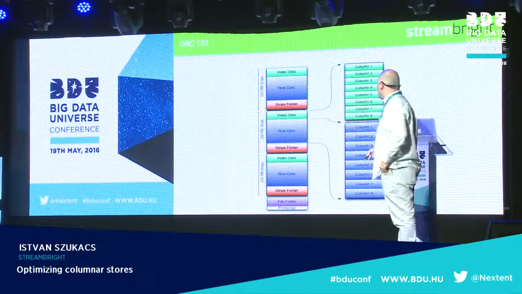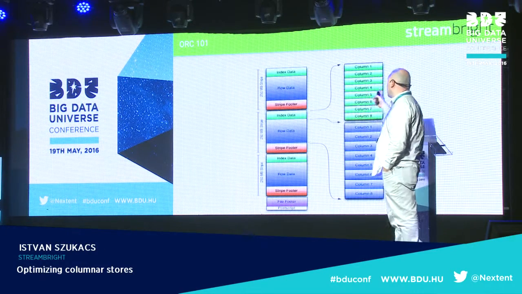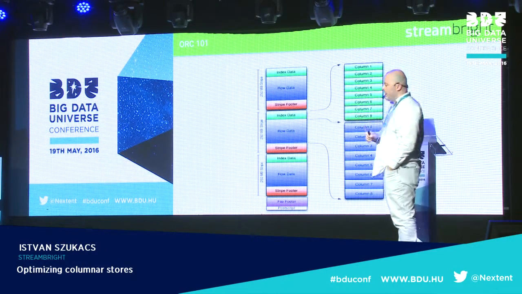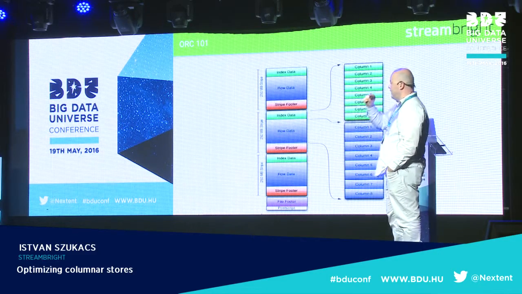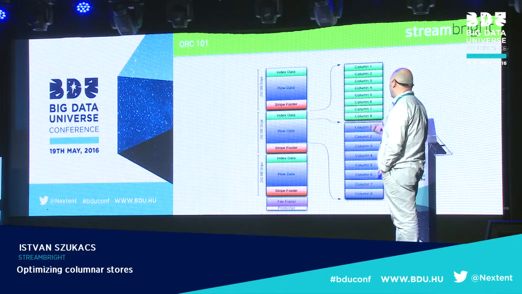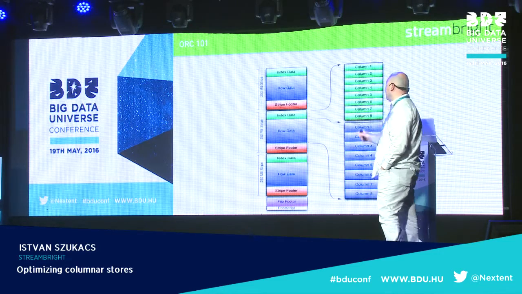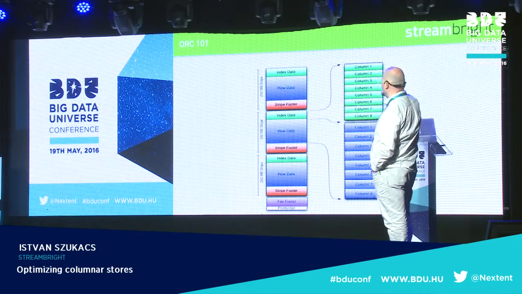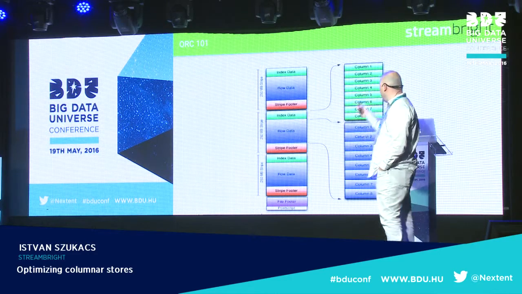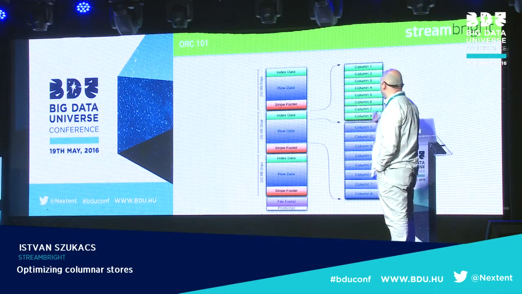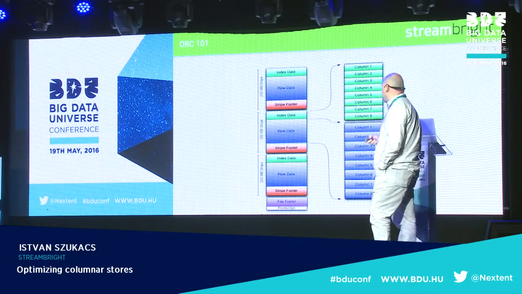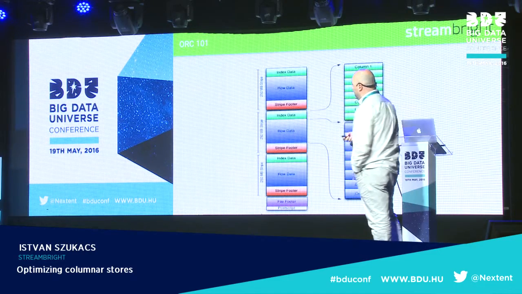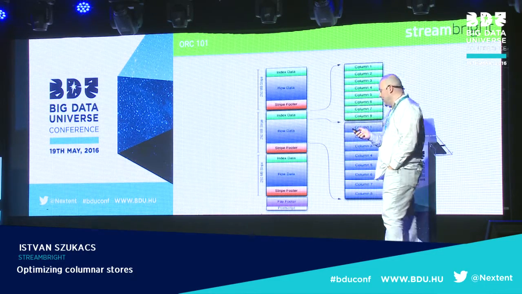It's called stripes. Usually the stripe size is 250 megabytes, and each stripe has an index, a header, the data, that's actually the rows, and the footer, and this is repeating. And the index data basically has information about all the columns, and the row data actually stores the data. This is how an ORC file looks internally.